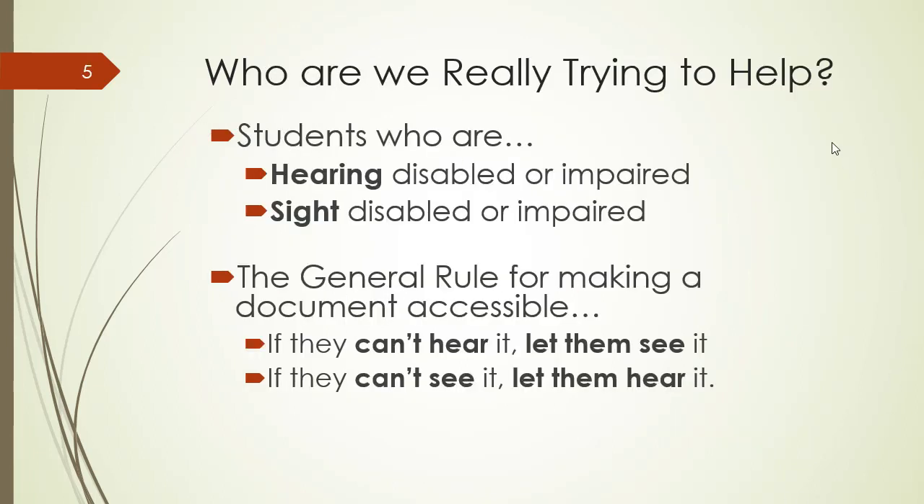So who are we really trying to help? Well, generally, the main kinds of disabilities that we can deal with in documents are people who are either hearing disabled or impaired, or sight disabled or impaired. Those are the two main disabilities that we can help address through doing these things to electronic documents. The general rule for making a document accessible is if they can't hear it, let them see it. If they can't see it, let them hear it.